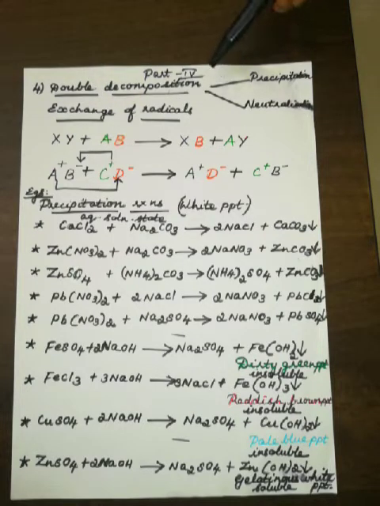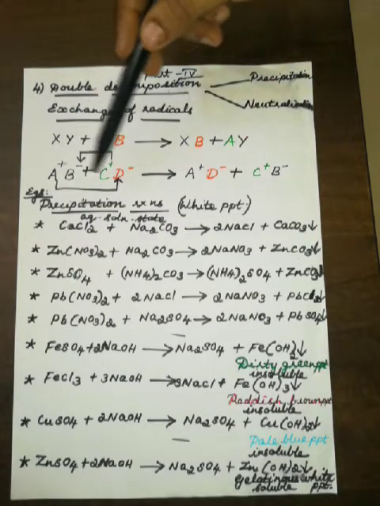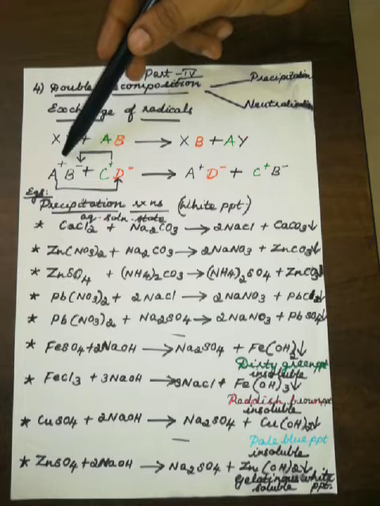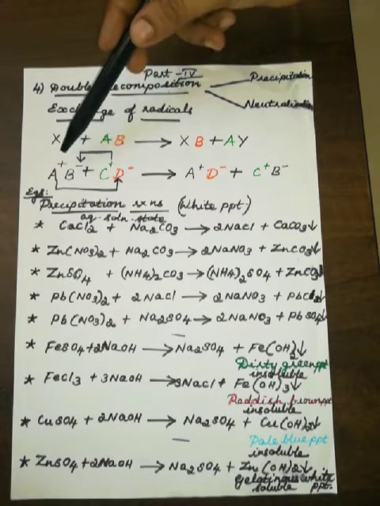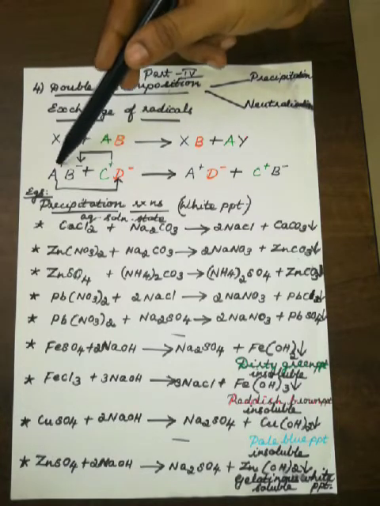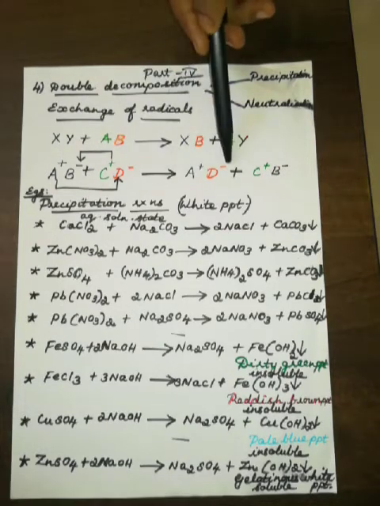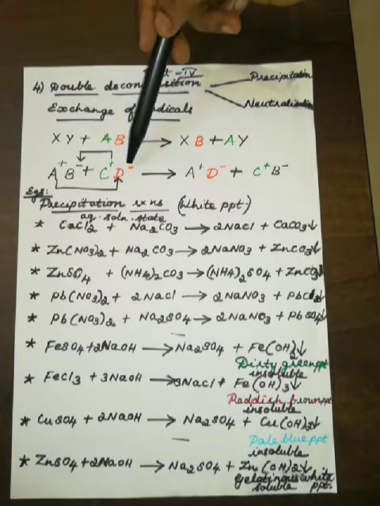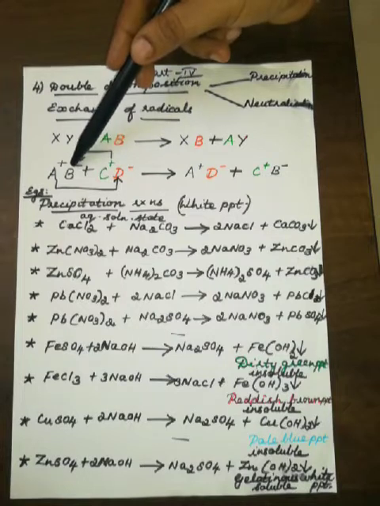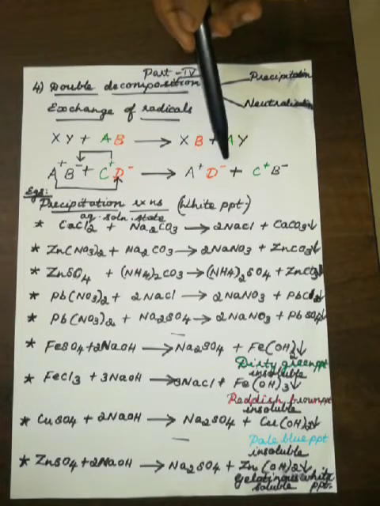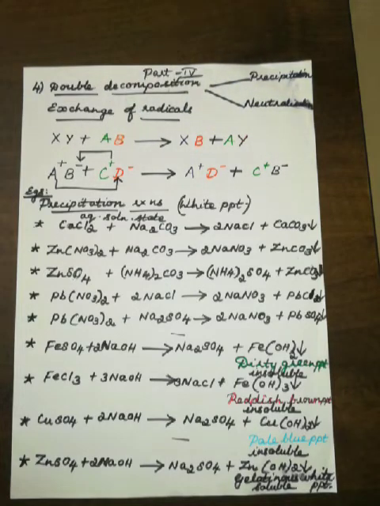In the case of double decomposition, we have two types of reaction: one is the precipitation reaction, the other is the neutralization reaction. Before coming to precipitation reactions, see one more example of double decomposition, AB with CD. This positive reacts with this negative to form AD, and C combines with B. So always positive comes first, then negative. Cation first, then anion. This is how the exchange of radicals takes place.